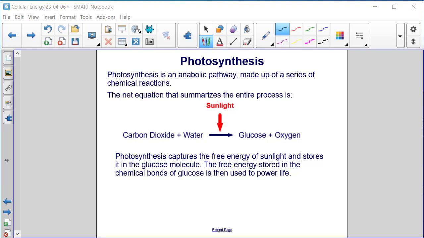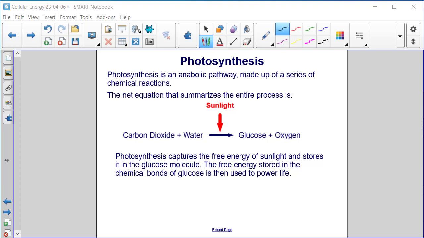Photosynthesis. Photosynthesis is an anabolic pathway made up of a series of chemical reactions. The net equation that summarizes the entire process is carbon dioxide plus water, in the presence of sunlight, produces glucose and oxygen.